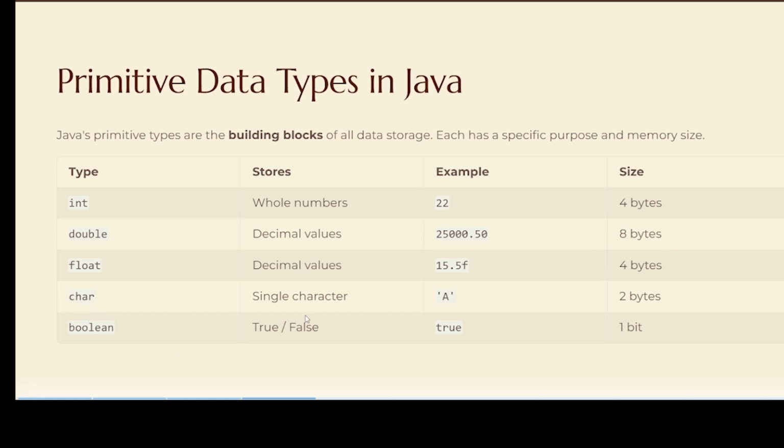Also there is char, a single character, which is always enclosed in single quotes. Then there is boolean, a true or false value. It's logical, for example whether a student gets a pass mark or a fail mark. For that kind of logical question, we use the boolean variable.